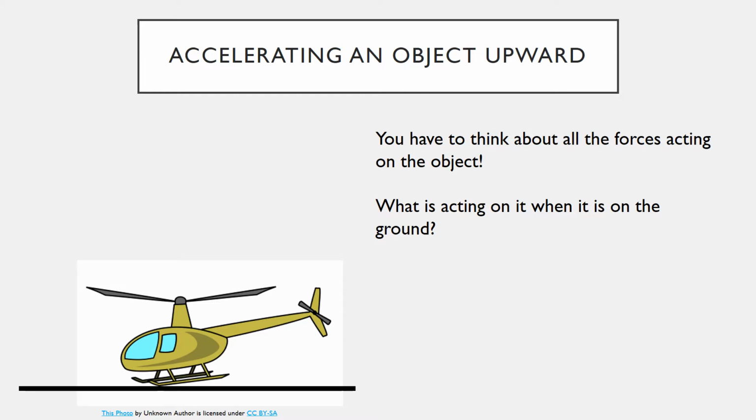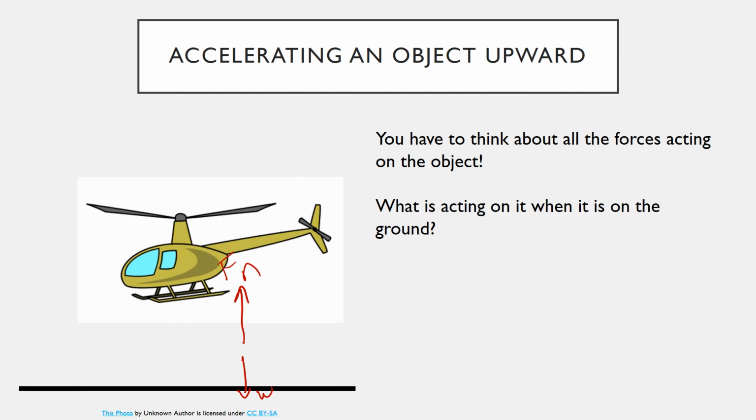If we want to accelerate upwards, we'll first have to think about all the forces acting on the object. When it's on the ground, we know that the object has its weight acting straight down, and also the support or normal force is acting from the ground. This makes sure that the object doesn't go anywhere. It's not moving.